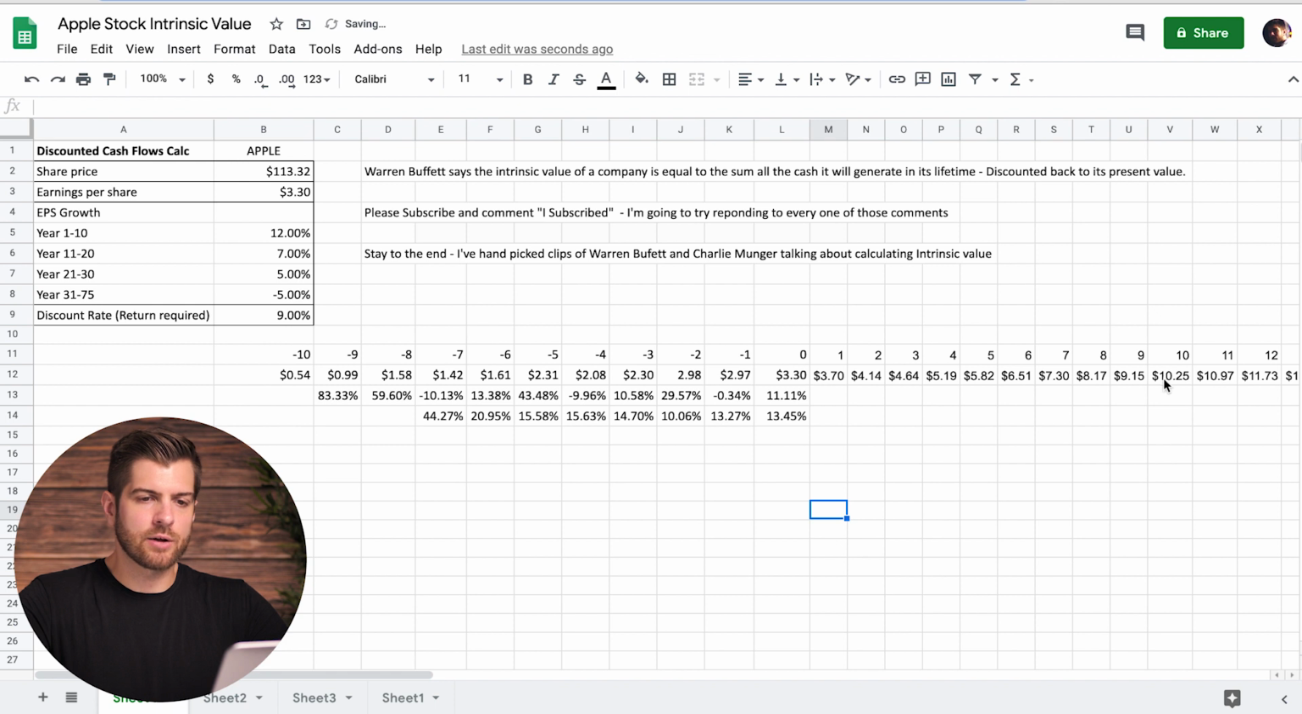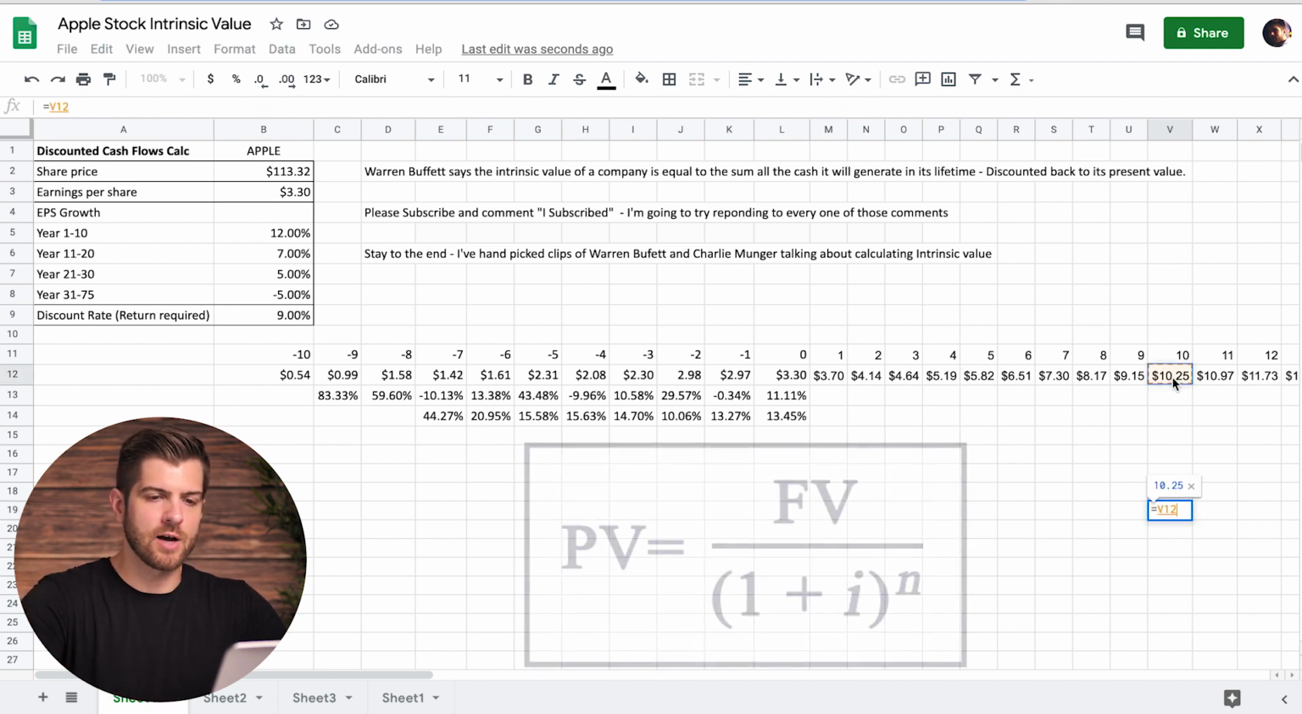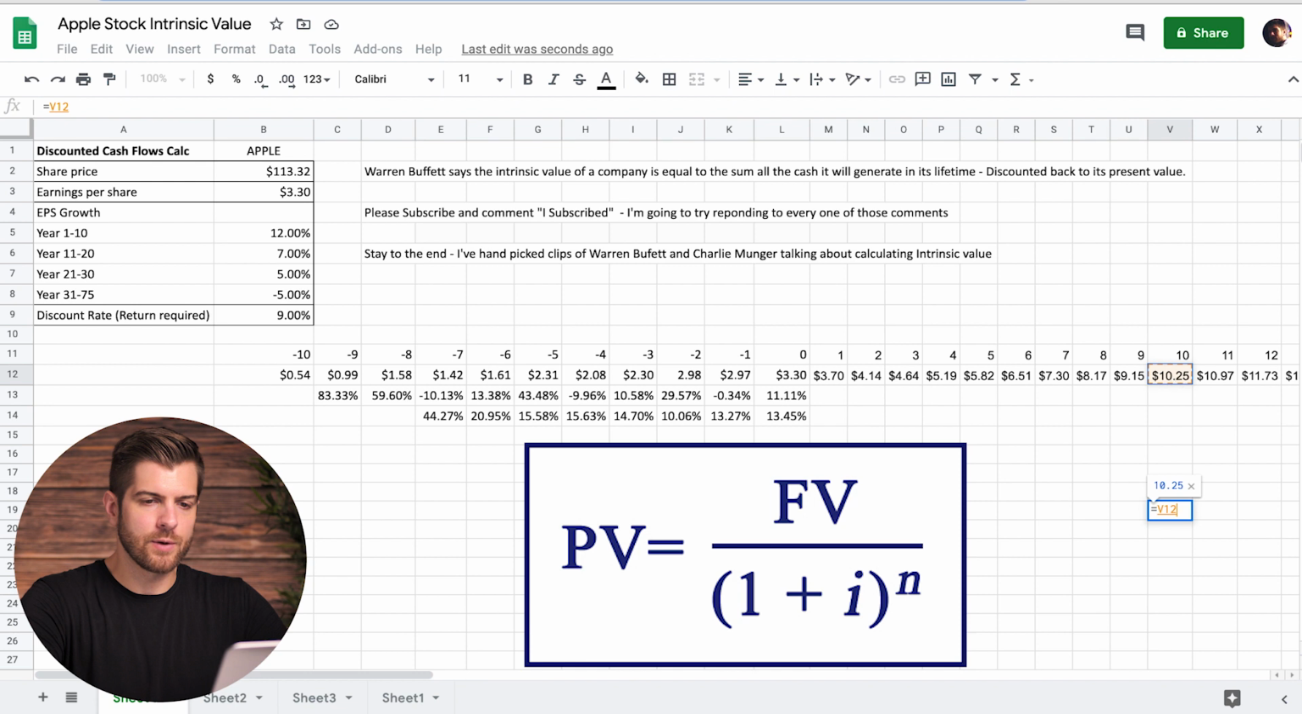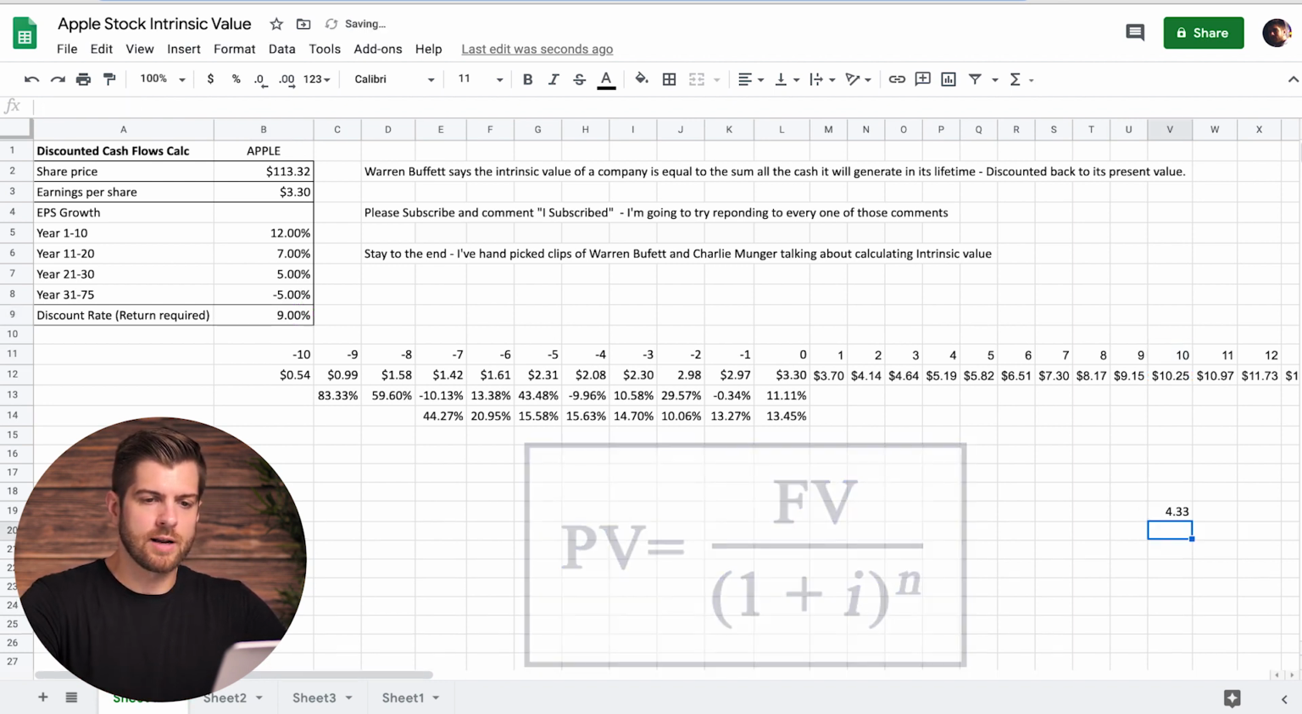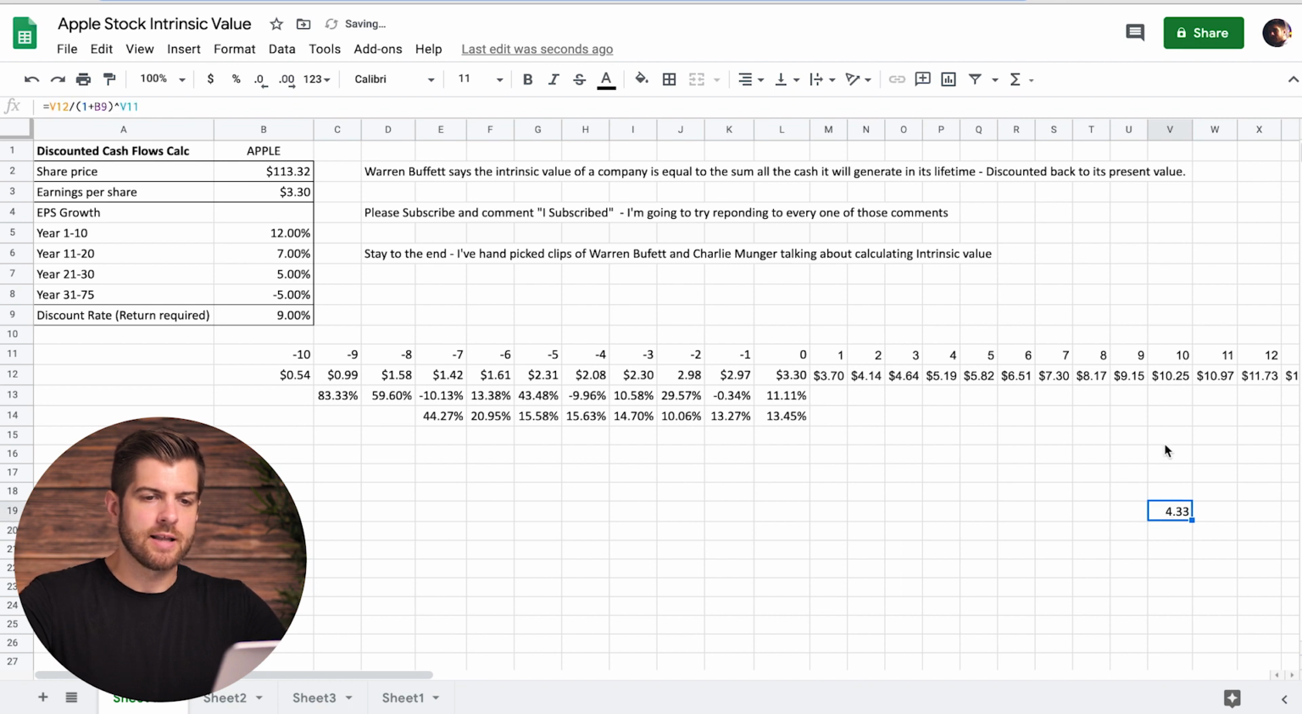So now let's calculate, we'll go back to the 10-year example. Let's calculate the present value of $10.25 in 10 years from now. So to do that, we take the future value and we divide it by 1 plus the discount rate to the power of the time period. So we hit enter and we see that $10.25 earned 10 years from now has a present value of $4.33.